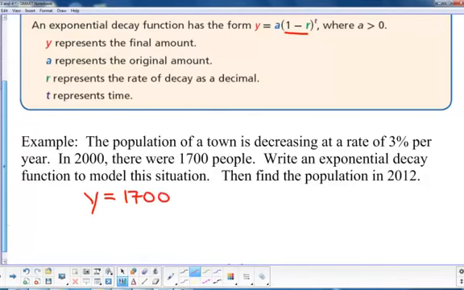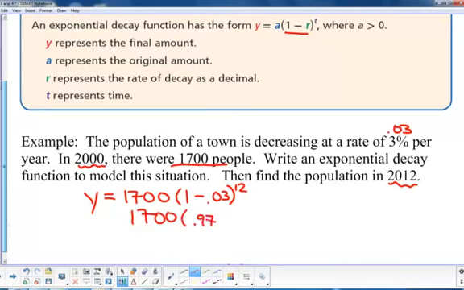So the population of a town is decreasing. They were initially 1,700 people, and we want to know the population in 12 years because we're going from the year 2000 to the year 2012. 3% is written as 0.03, and since it's annual, we don't have the n value in this problem. So 1 minus 0.03 to the 12. So we have 1,700 times 0.97 to the 12th. So when you multiply something by 0.97, it goes down.